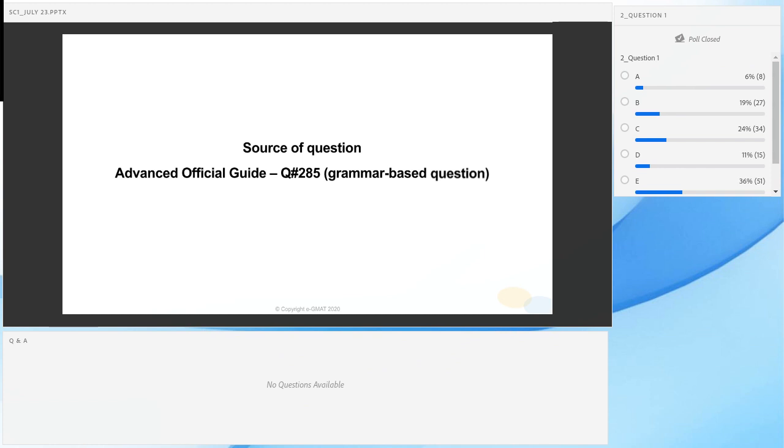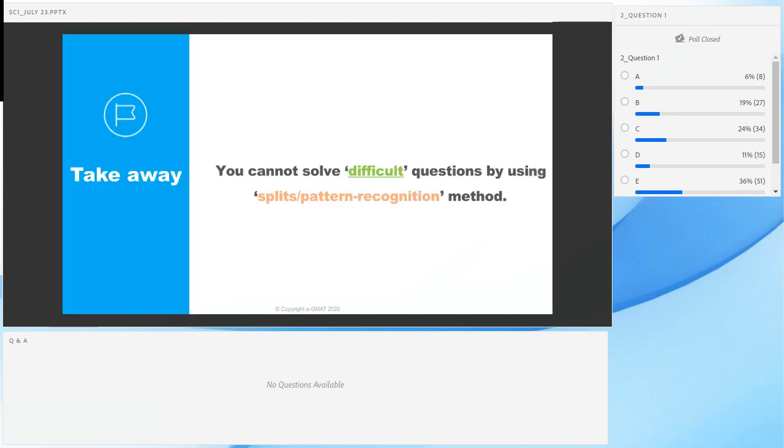Before I begin the process, I'm letting you know again that this is an official guide advanced question. And the learning that we are going to take here is that because of that splits method, the pattern recognition method, that, okay, A, B, yes, A, B is out. We understand that. But then we had to deal with C, D, and E, but we did not wait to understand the meaning of the sentence. There was no logical thought process behind making that selection for choice E. But that's not going to work in difficult questions.